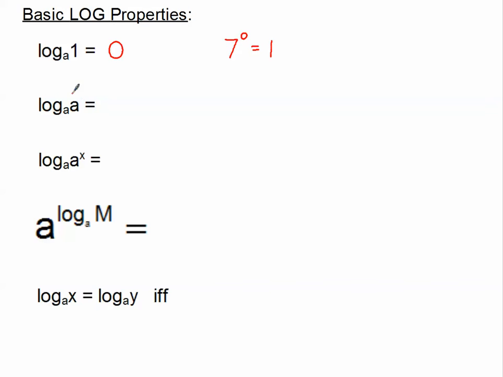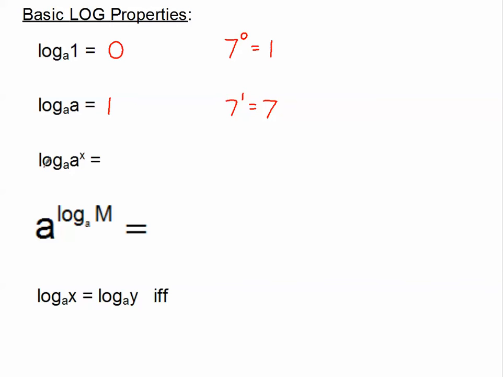Again, this is representing an exponent because we see the log symbol. Which exponent? Well, A would have to be to the first power to get itself. And that makes sense because 7 to the first power would remain as a 7. Okay, another basic log property.